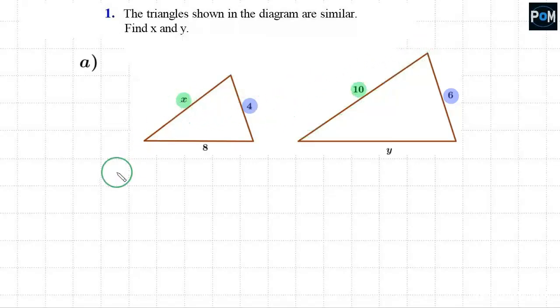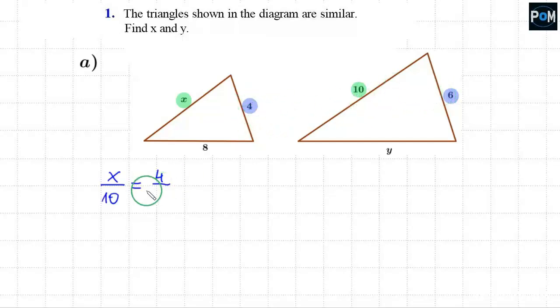Out of this, I can set up a proportion. If I take x from the small triangle and divide it by the corresponding side from the large triangle, which is 10, I will get the same as the 4 on top from the small triangle. So it's like putting the sides of the small triangle on top, and the matching sides of the large triangle on the bottom. X matches 10, so I put x over 10. 6 matches 4, so I put 4 over 6.